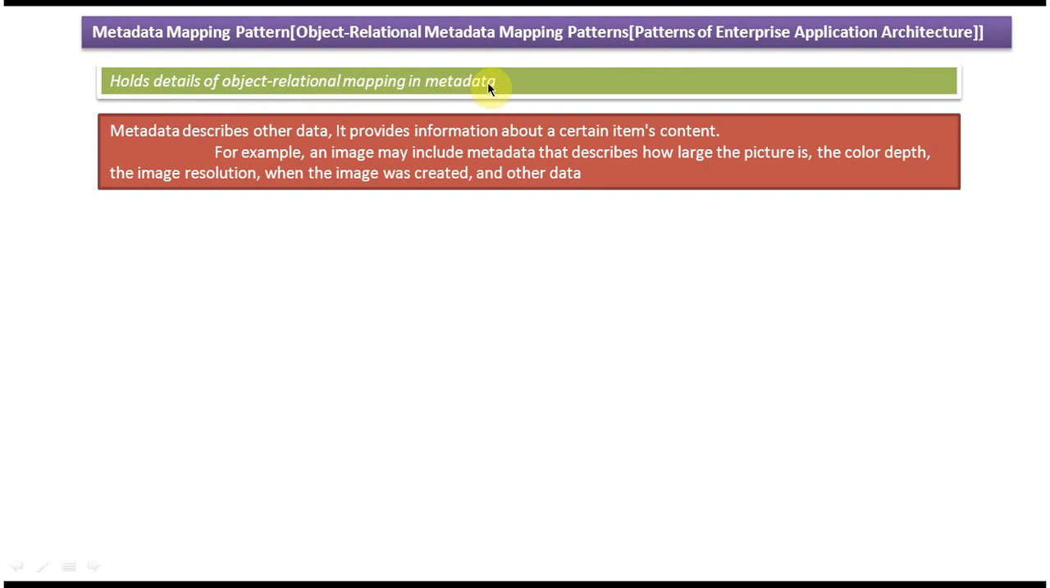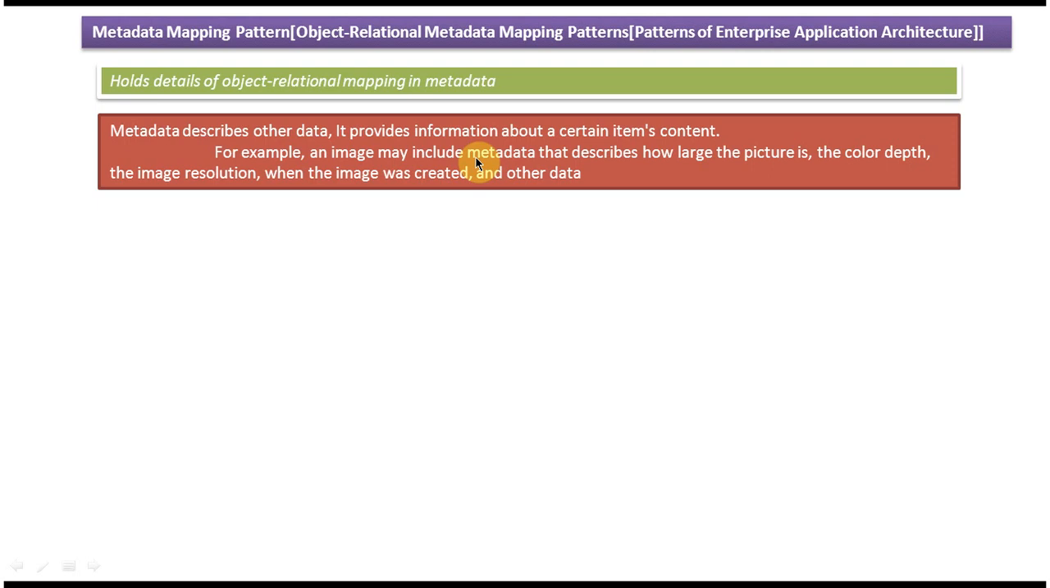So what is metadata? Metadata is nothing but it describes other data, or it provides information about a certain item content. So you can take an example, like one image is there, and we want to include metadata about that image. So how will the metadata be? The metadata will describe how large the picture is, what the color depth of that image or picture is, what the resolution is, whether it's a high resolution or low resolution, and when the image was created, and who has created it. So that information will be there in the metadata.